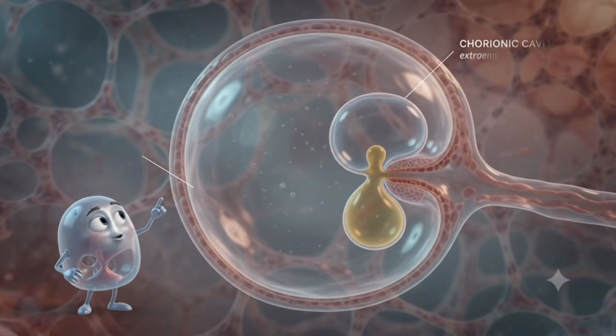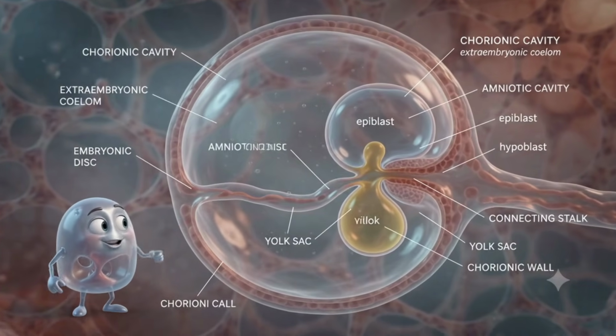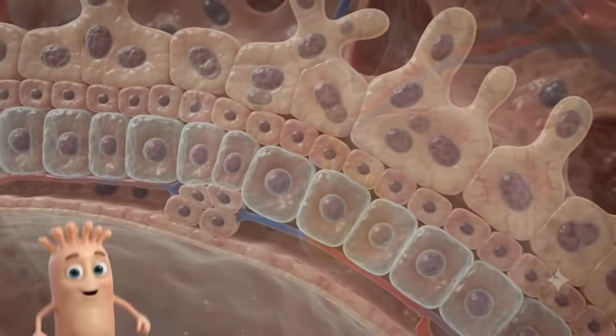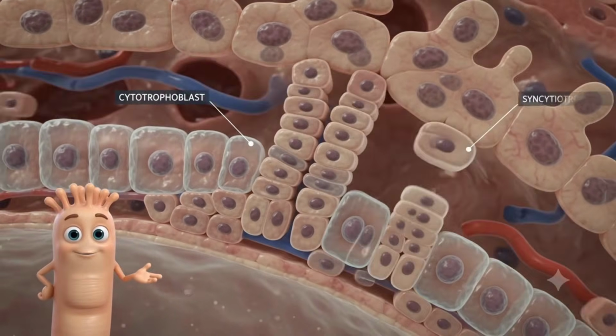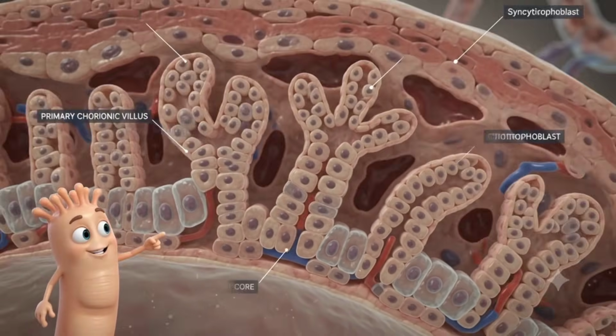Watch closely. It remains connected by a narrow connecting stalk. Along the developing chorionic wall, cytotrophoblast cells begin to proliferate and organize into columns.